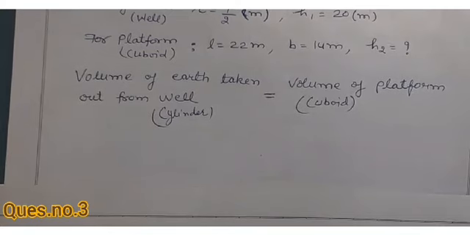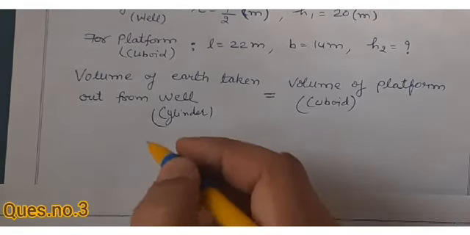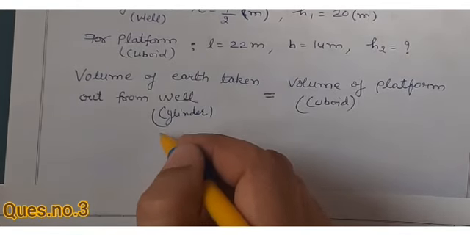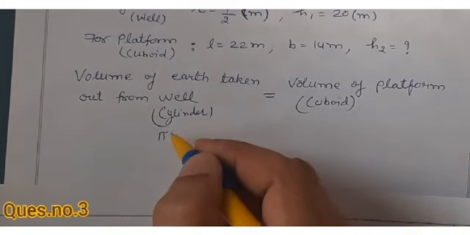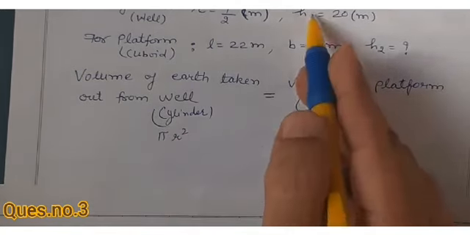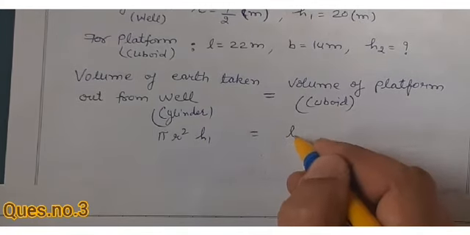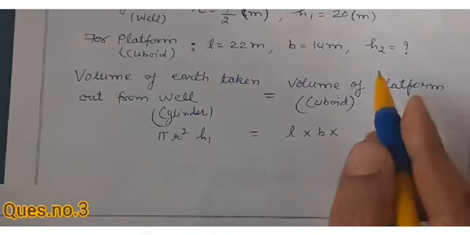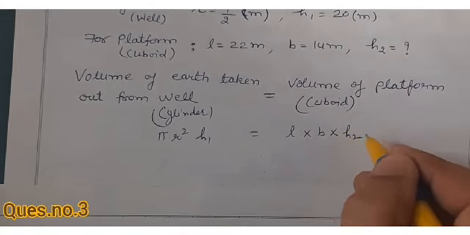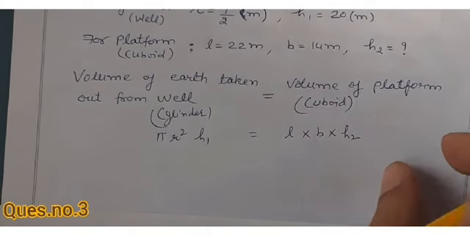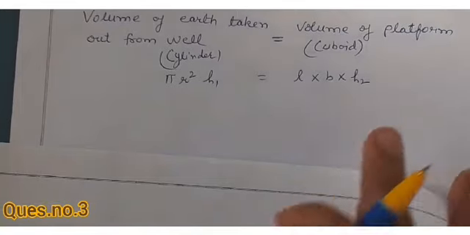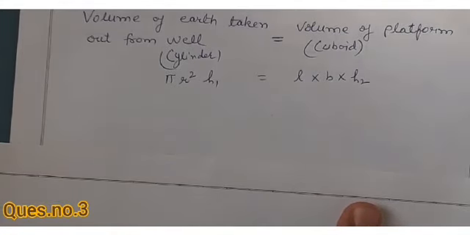And what is the volume of cylinder? Volume of cylinder is pi r square, and height is what? h1. I am taking h1. This is L into B into height h2. And what you have to find out? h2 only. Okay, you have to find h2 only.